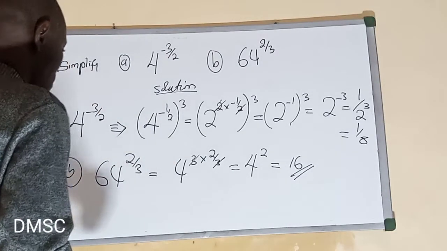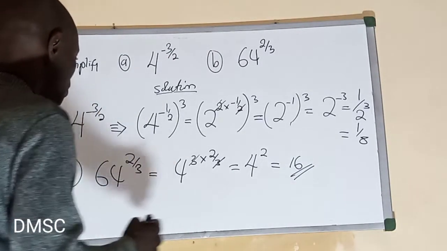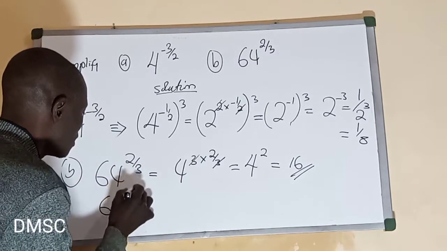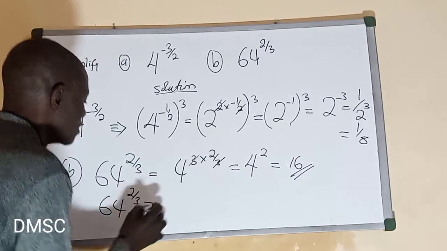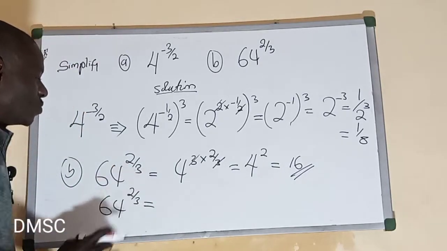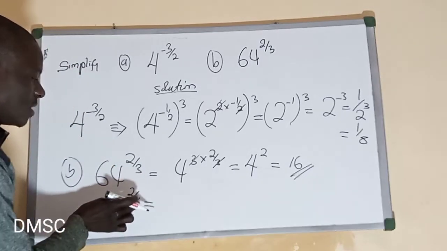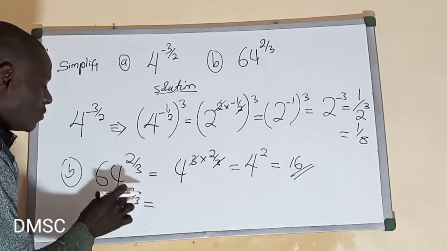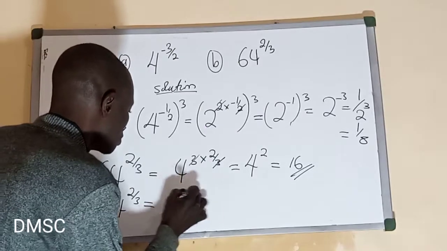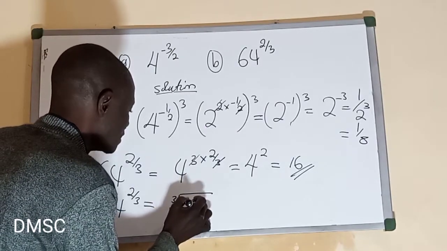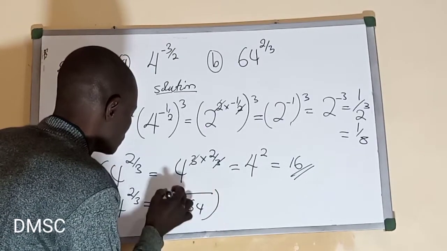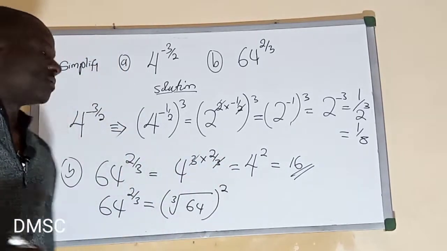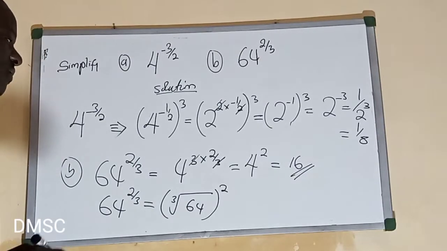We can use another process. We can say, okay, this one, 64 raised to the power of 2 all over 3, is the same. We now take the cube root of this one, because we have 3 already here, 1 over 3. So 2 over 3 we now say is the same as the cube root of 64. Then this power 2 should now be outside the bracket. I hope we are following.